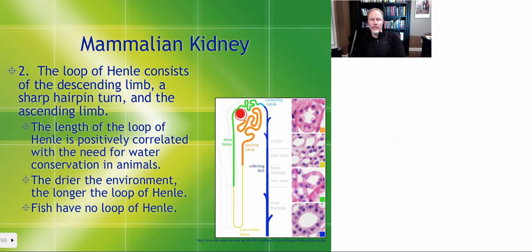And then the loop of Henle now, and the length of the loop of Henle really is going to be responsible for helping us concentrate the urine and really conserve the water. And you've got this sharp kind of hairpin turn down here. This would be the actual loop of Henle right through here. Okay, and the longer it is, the more concentrated the urine that you can actually be producing. And really, the drier the environment, the longer the loop of Henle, the more loops of Henle you have, and the longer ones you have. And then fish, living in the aquatic environment that they do, they don't have any loop of Henle because water is not an issue for them.